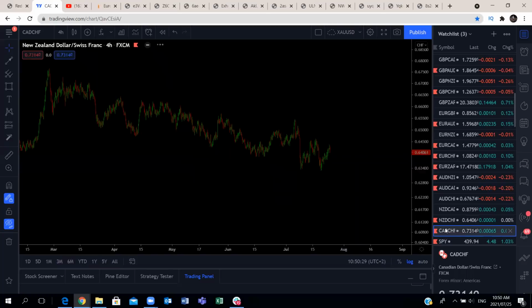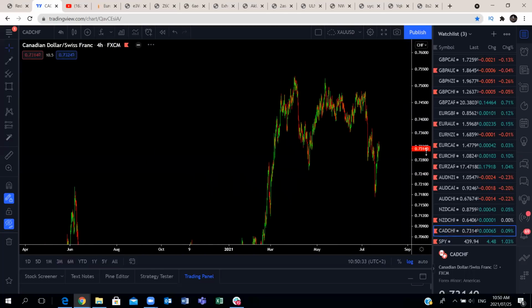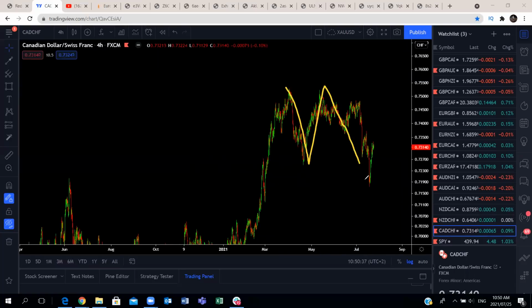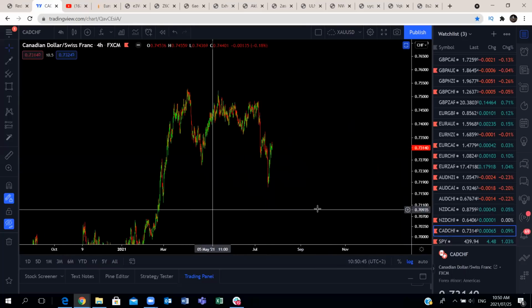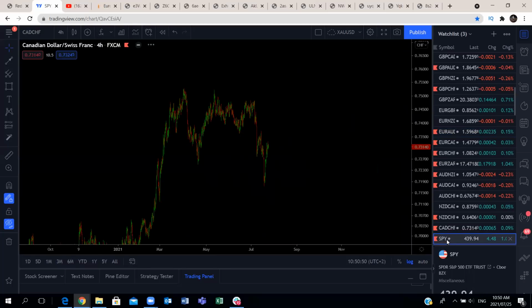Why would CADJPY be strong? Because oil is strong and we've got this textbook corrective structure here on CADJPY. We've got 1, we've got 2, we've got 3 waves here. Now we're looking for this. Any corrective structure here, we look for CADJPY to continue pushing to the upside. Right, so those are the Forex pairs. Let's look at the indices. Looking at the indices, S&P 500. Let's clean this up a bit.